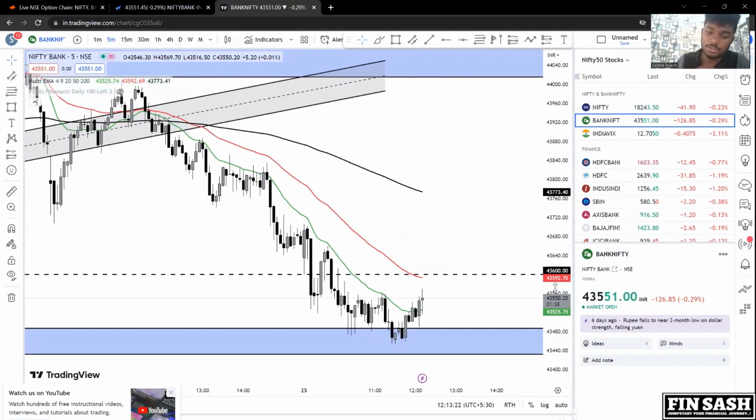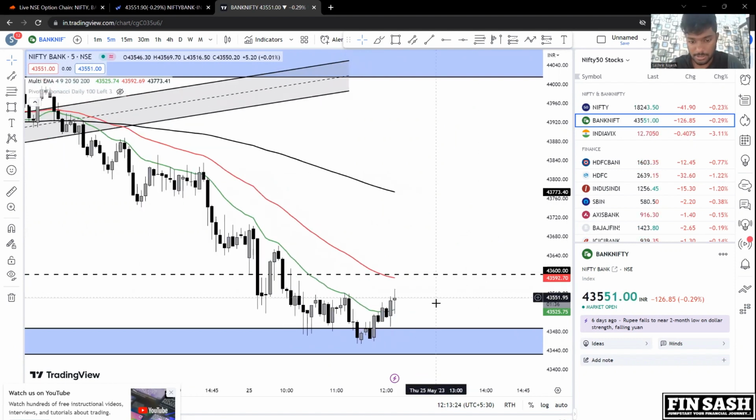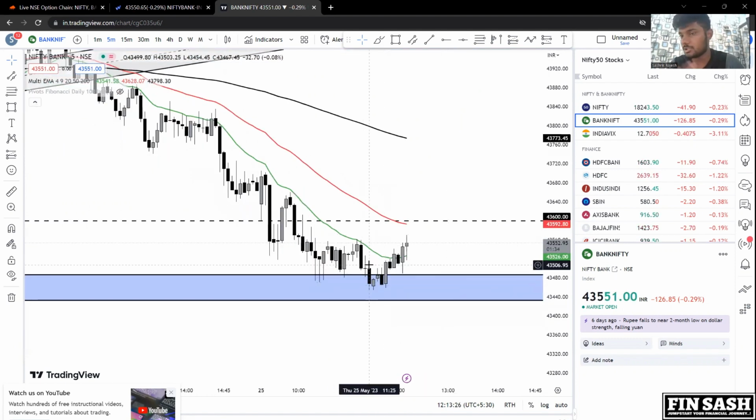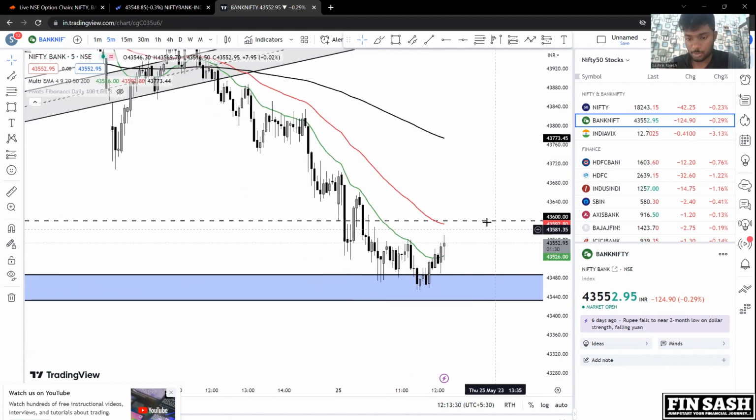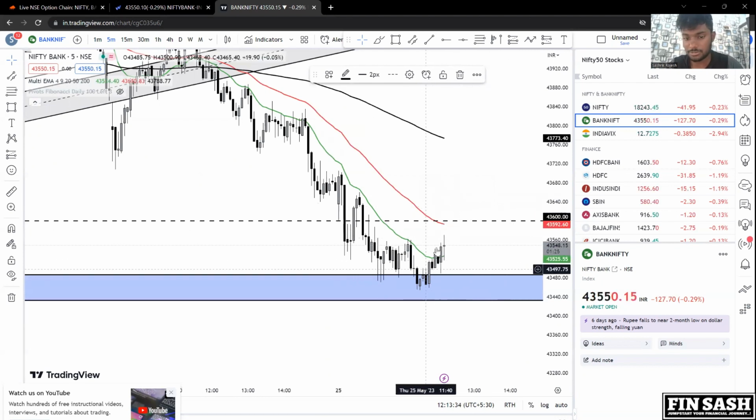So yeah, what we're going to do is, when it came around here, we were at a loss of like 1,300, 1,400. So what we're going to do is basically manage the position. So right now, there was a bearish move and now there's a bullish move starting.